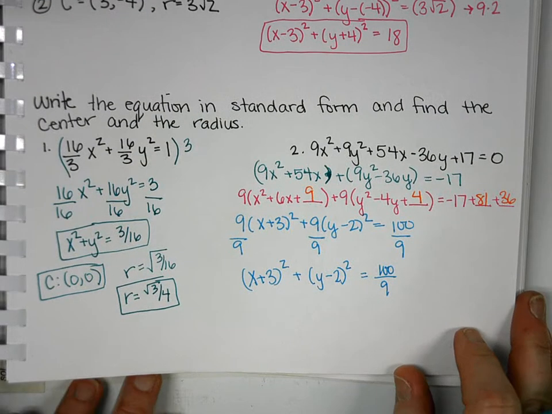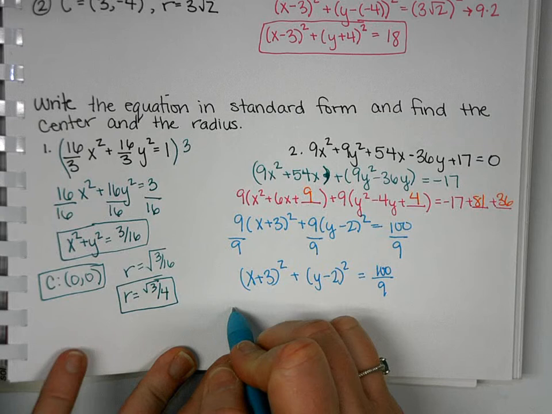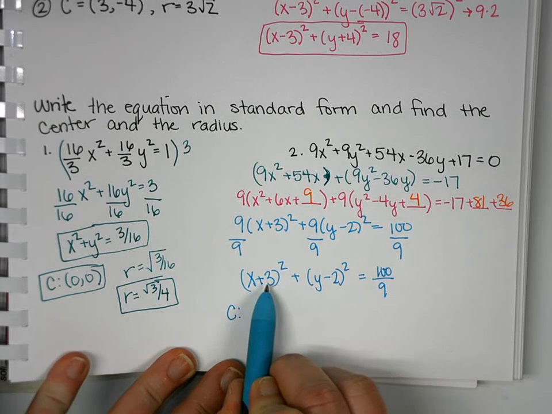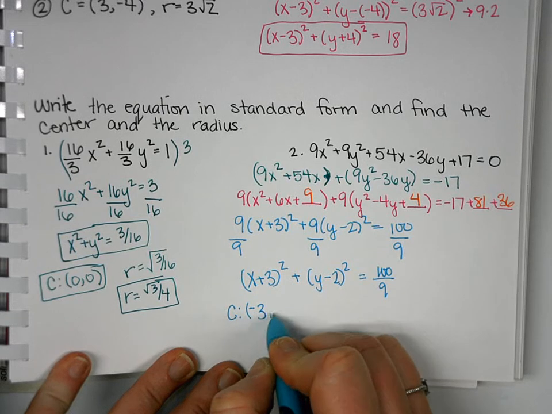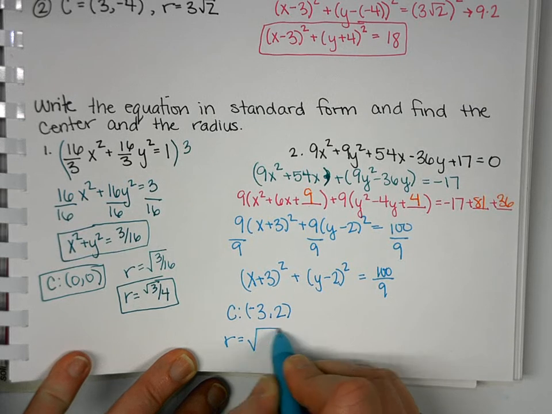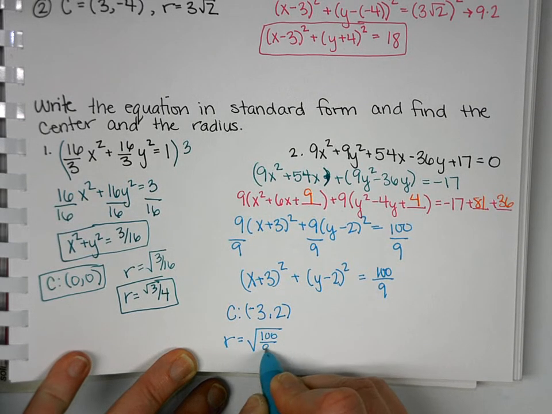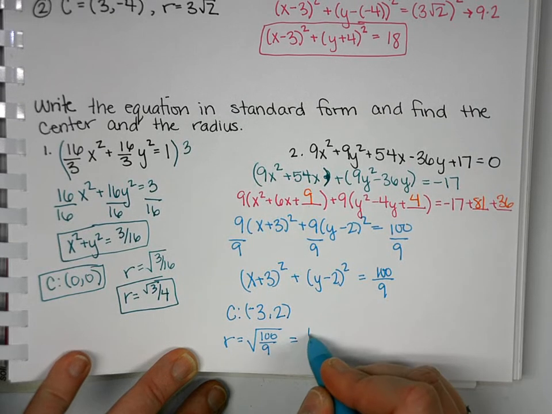So again, fractions are okay on the radius side. We just can't have any fractions or coefficients in front of our parentheses squared. Otherwise, it's not considered standard form. So lastly, we have to identify our center. So again, we're going to do the opposite. So negative 3, positive 2. There's the center of our circle. And our radius is going to be the square root of 100 over 9, because remember again, that's r squared, which would be 10 over 3.